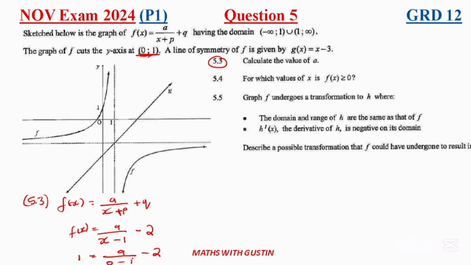Right, now the only thing we need to do is to solve for a. Take 2 to the other side. When you take 2 to the other side, it's going to give us 3, equals a all over minus 1. So if you cross multiply, a is going to be equal to minus 3.